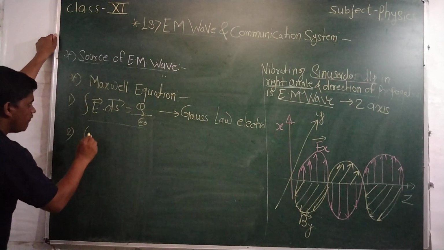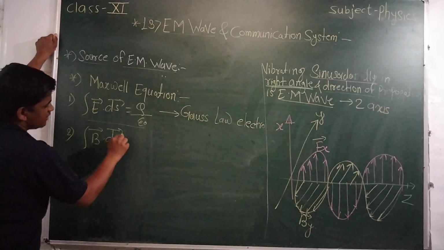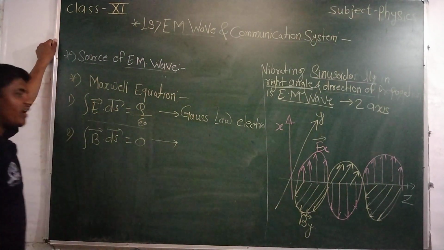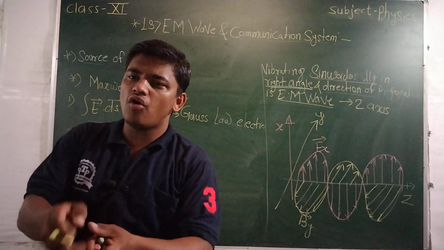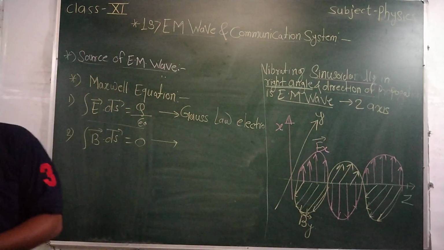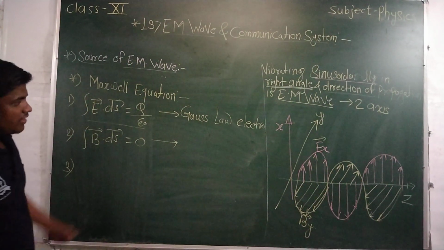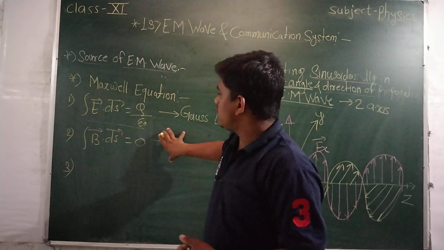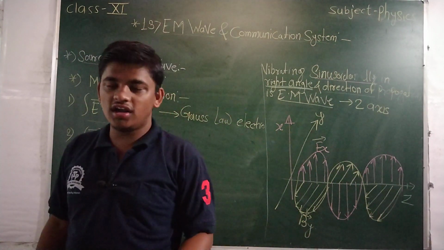B dot dS is equal to 0. This is Gauss's law for magnetism, also called Maxwell's second equation. Maxwell combined two or more equations, and they produced the third equation, which is called Faraday's and Lenz's law. I will write the third equation here. Both Gauss's law for electrostatics and Gauss's law for magnetism show the relationship between the electric field as well as the magnetic field.